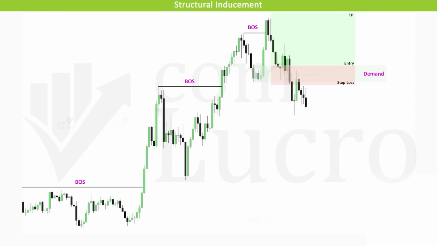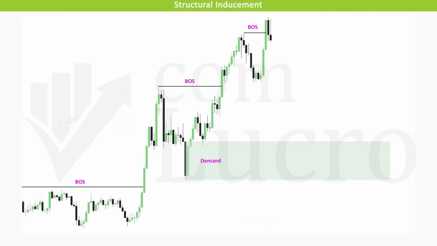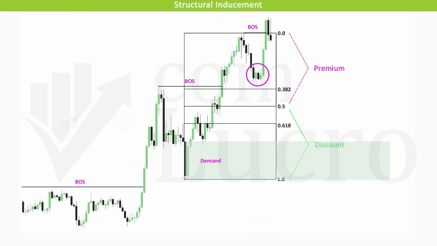This so-called BOS was never a real break in the first place. The entire move was driven by resting buy orders sitting below, inside the discount zone of the main bullish leg. If you draw your Fibonacci tool from the swing high down to the swing low, you will notice that price did not even retrace into the 38.2% level, let alone the 50% level of the previous impulse.